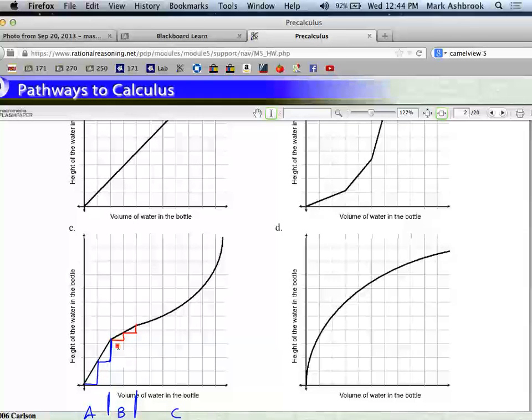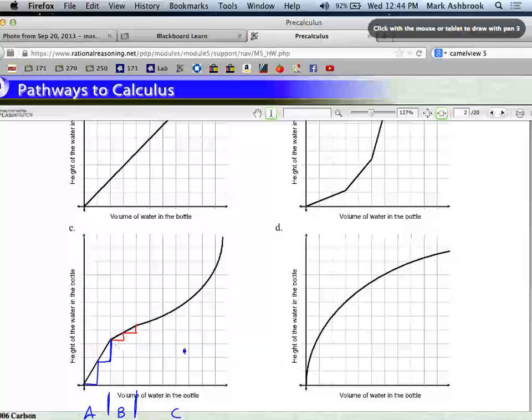So what kind of bottle, as you put in equal amounts of volume, gives equal changes in height? What would the bottle be like? What kind of bottle gives you equal changes in height for the same amount of volume put in each time? Yes, vertical sides, right? Vertical sides. So this will be a wide bottle, and this will be narrow here, right?